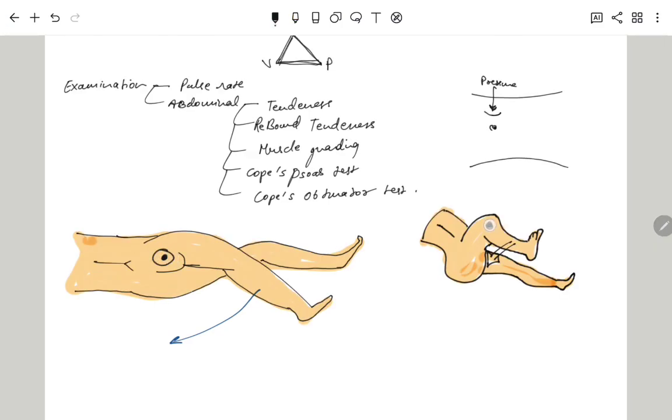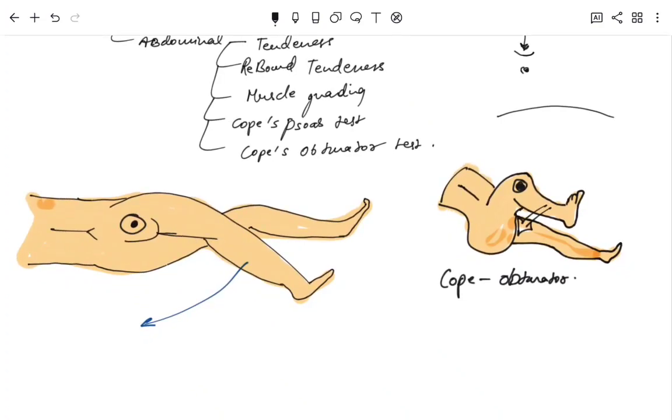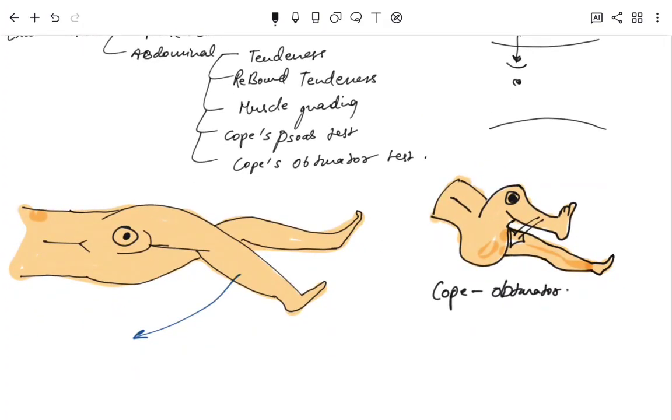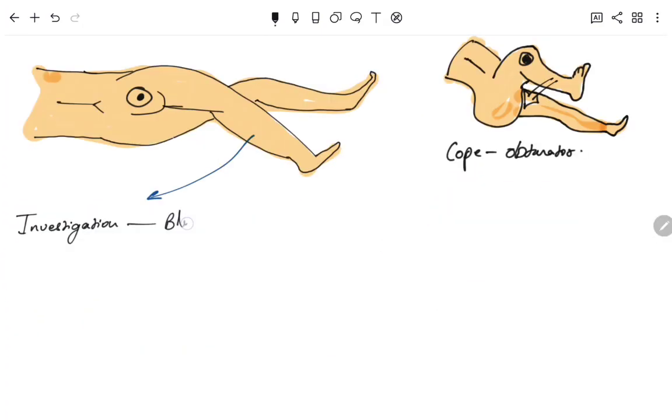And Cope's obturator, in this, the patient lies in supine position, and the examiner then flexes the thigh and rotates it internally, and this is positive in pelvic appendicitis.